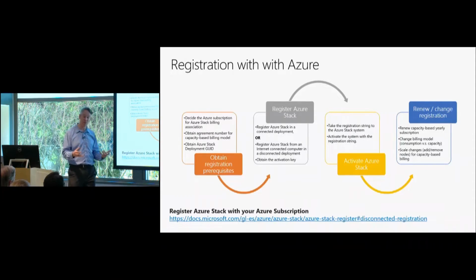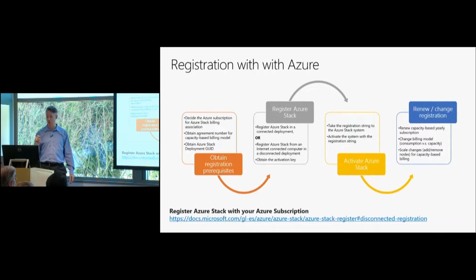Obviously, that disconnected one means you're doing a capacity model bill. So it's just reporting up to Azure, hey, this is a 4-node Azure Stack with this configuration. And then Azure knows how much to bill you each month for that size of Azure Stack.